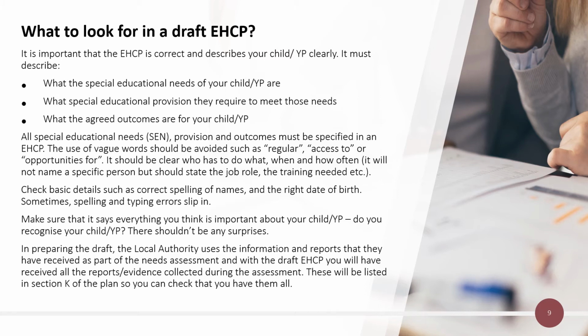In preparing the draft, the local authority uses the information and reports that they have received as part of the needs assessment, and with the draft EHCP you will have received all the reports and evidence collected during the assessment. These will be listed in section K of the plan so you can check that you have them all.